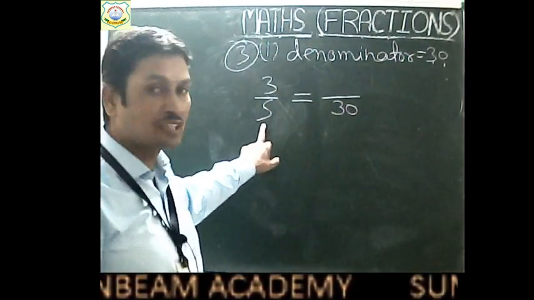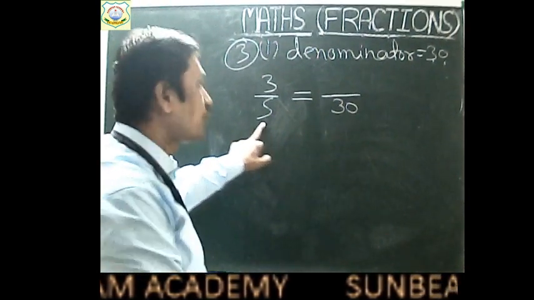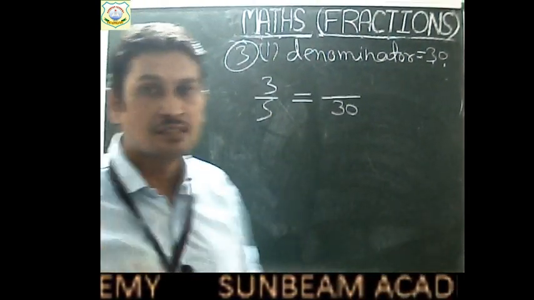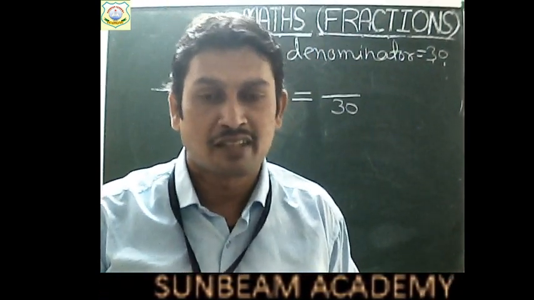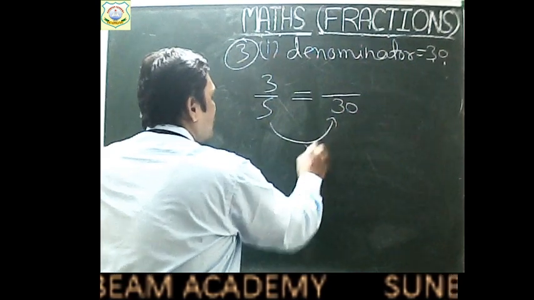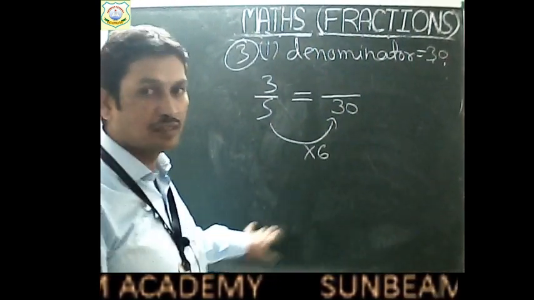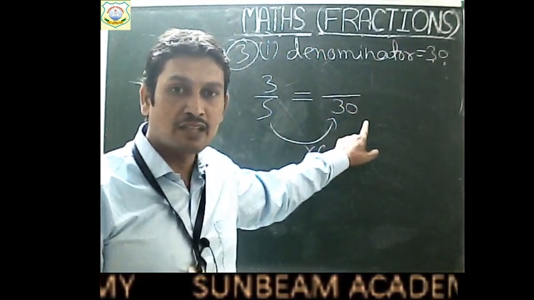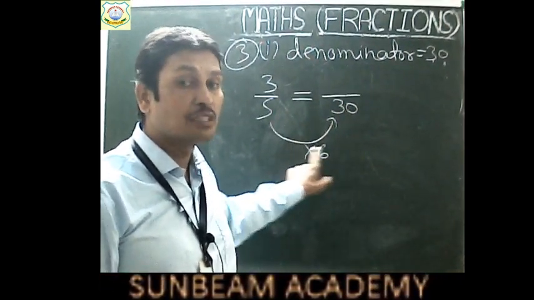So here denominator is 5. Okay. So 5 is increased how many times to get 30, children? 5 को किस नंबर से मल्टीप्लाई करने पे 30 आता है, children? So you can see if we multiply 5 with 6, okay, 5 6s are 30. So if we multiply 5 with 6, we will get 30. So here denominator is multiplied with 6.